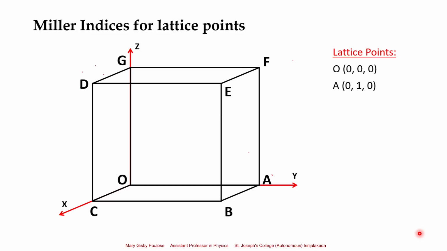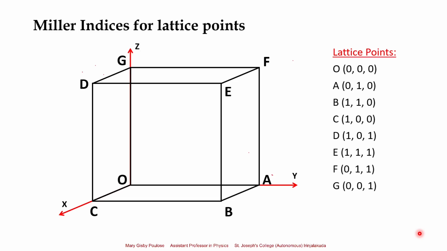Hence, A is represented as 0, 1, 0, B is 1, 1, 0, C is 1, 0, 0, D is 1, 0, 1, E is 1, 1, 1, F is 0, 1, 1, and G is 0, 0, 1. In these lattice points, we can see that if the coordinate is 0, that point is not crossing that particular axis. It does not have an intercept on that axis. So for G (0, 0, 1), the point G has zero intercept on the x-axis, zero intercept on the y-axis, and unit intercept on the z-axis.